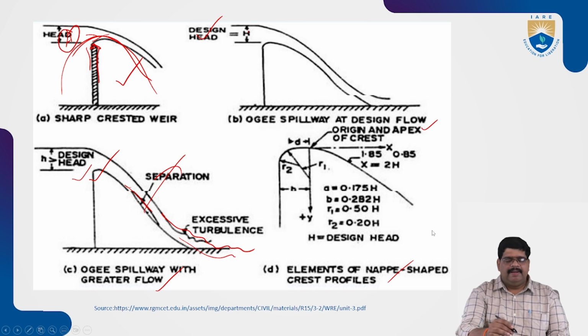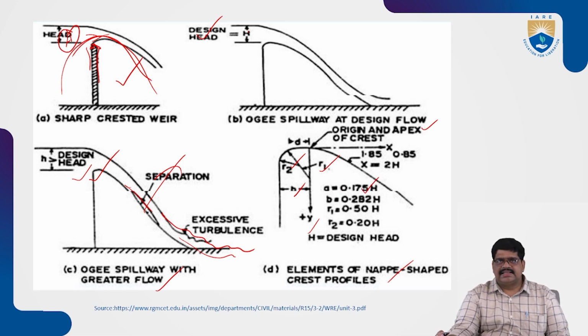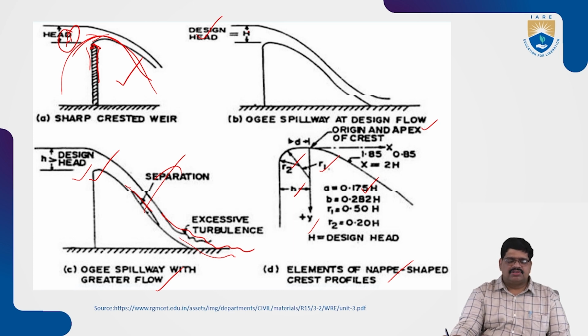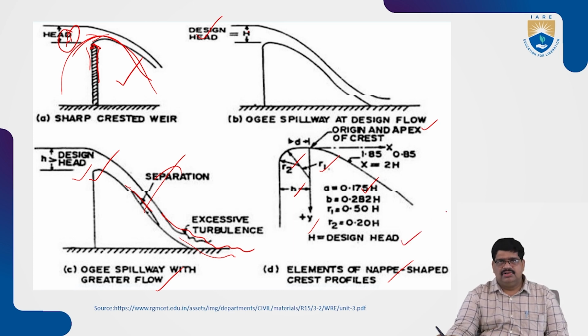Here, D is equal to D, and R2, HC, and Y, R1, and this is 1.85 and 1. Of course, some widths are given, A is equal to 0.175. These are the design criteria given. Based on the design criteria, we have to construct the hydraulic structures. So that is important. Next, V is equal to 0.2 H and R2 is equal to 0.20 H. Then H is equal to the design head.